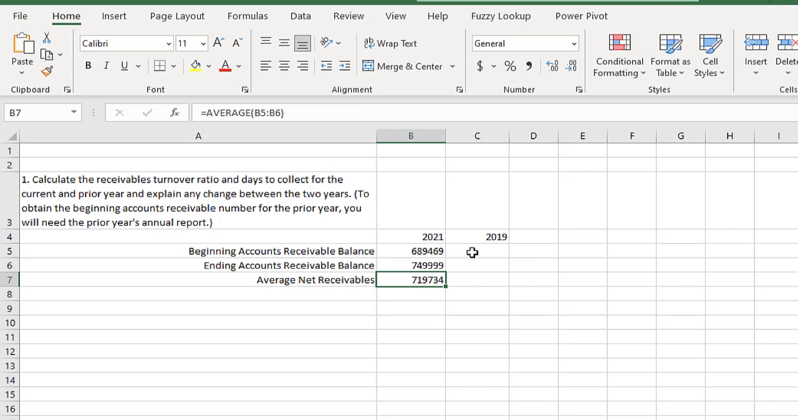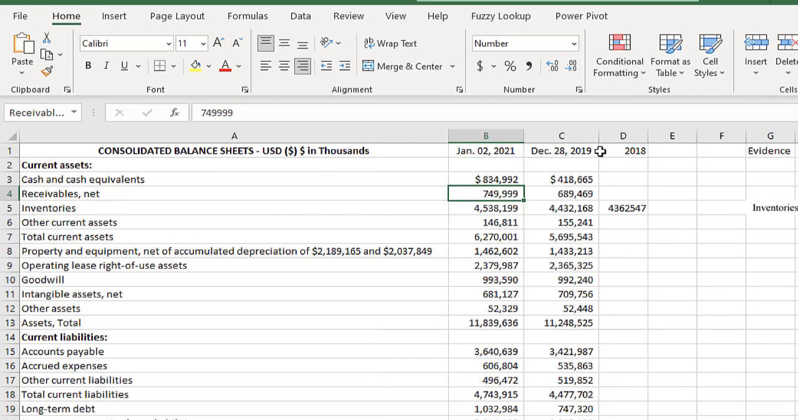Now, my 2019, my beginning receivable balance is my ending 2018. So if we go back to my balance sheet, we don't have 2018, just like we didn't have 2018 inventories. So I have to go back. That's why I had you download 2 years of 10Ks. I have to go to my 2019 10K and see what 2018 receivables were. So I'm going to do that right now.